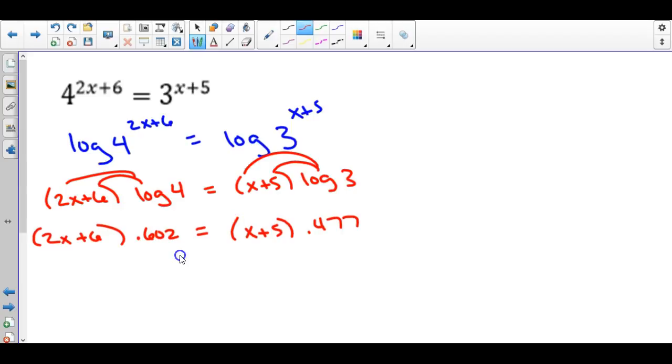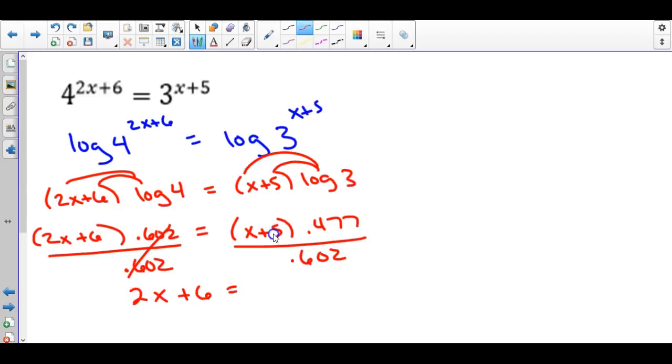And now what I'm going to end up doing is distributing. Which before I do that, I could even just divide this, just to make this a little bit easier on myself. I could divide this by either the 0.602 or the 0.477, and it would essentially give me the same answer. So what I could do is divide both sides by 0.602 instead of distributing on the left side. So now I would have my 2x plus 6, and on the right side I would take 0.477 divided by 0.602, and that's going to give me 0.792. And then in parentheses I still have my x plus 5.